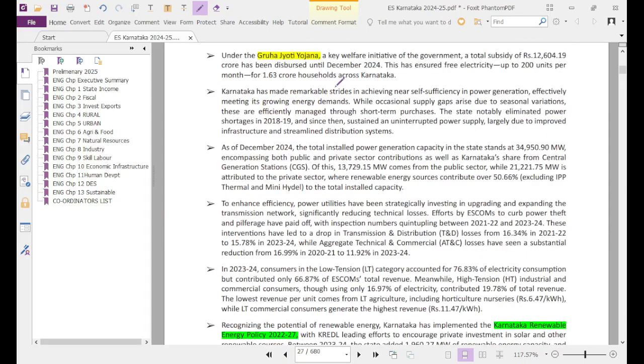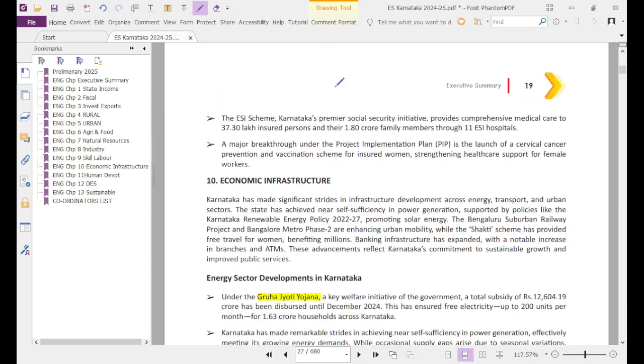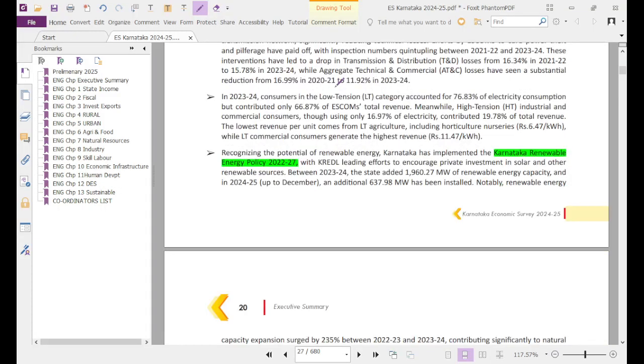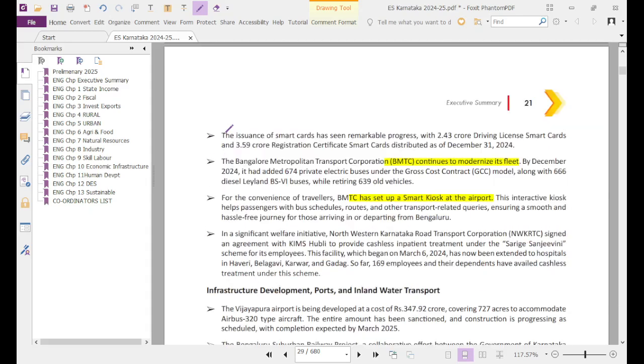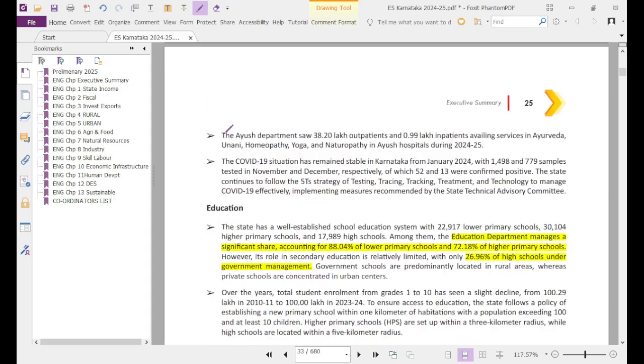There is Gruha Jyoti scheme also, right? And there is Karnataka Renewable Energy Policy. This policy is also important. That Karnataka Renewable Energy Policy, cyber security policy, and many others. So I'll quickly get in now.